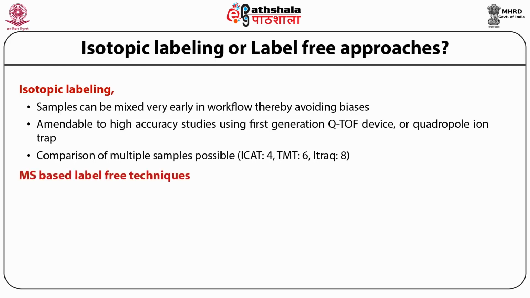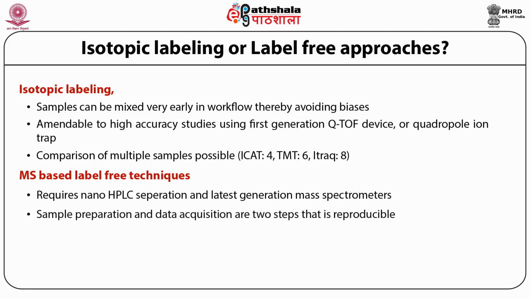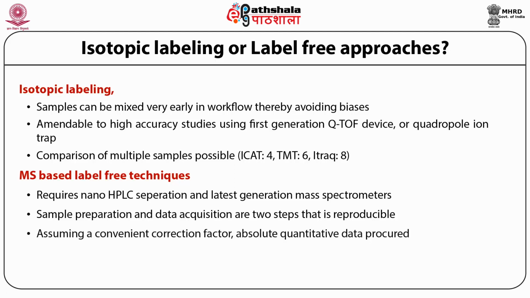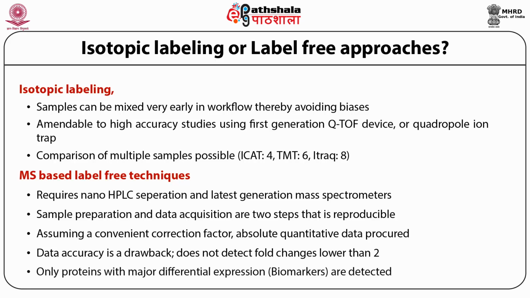Next, we come to MS-based label-free technologies. This requires nano HPLC separation and latest generation mass spectrometers. Sample preparation and data acquisition are two steps that are reproducible. Assuming a convenient correction factor, absolute quantitative data can be procured. Data accuracy could be a drawback; it does not detect fold changes lower than 2. Only proteins with major differential expression, which could be potential biomarkers, are detected.